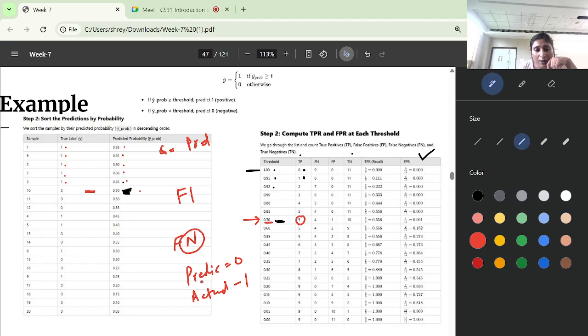Now I have to take out predicted 0. How many are 0? 1, 2, 3, 4, 5, 6, 7, 8, 9, 10, 11, 12, 13, 14. These are zeros, but actually how many are 1? So from here I can get 1, 2, 3, 4.